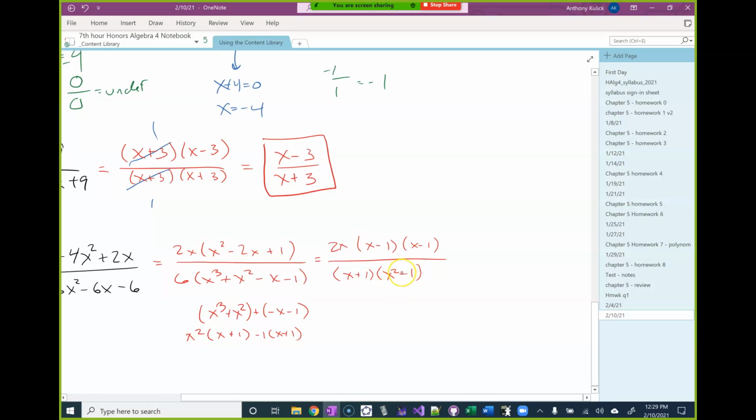And the x squared minus 1 factors a little more also, right? What does that factor to? x plus 1, x minus 1.